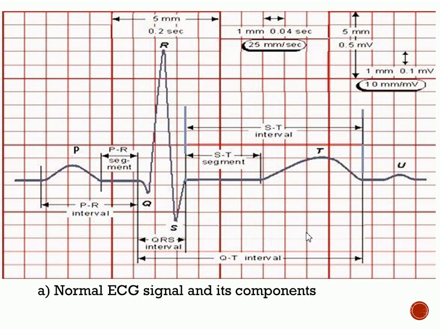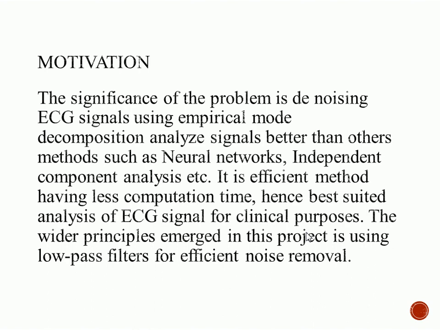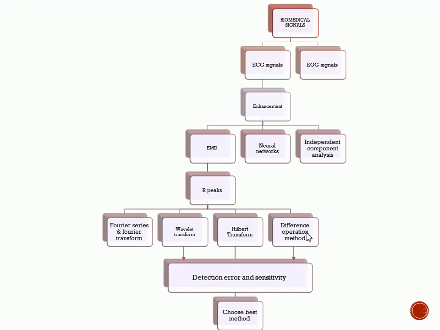So this is a general ECG signal and the components of this ECG signal, that is the PR interval and different segments of the ECG signal. And next, going to the motivation part, the significance of this problem is first we have to denoise the signal, as when recording it undergoes power line interference or noise addition. So we have to first denoise the signal using different methods. We have different techniques to denoise this, we have neural networks and we have empirical mode decomposition too. And empirical mode decomposition takes less computational time to denoise these signals.